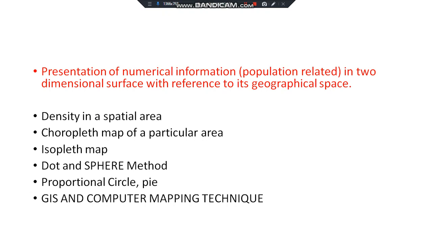Mainly population density, population sex composition, gender composition are plotted on the map. Normally the choropleth method, isopleth method, dot and sphere method, and the proportional circle, proportional square, proportional pie methods are very popular in the mapping techniques of population. Very recently, GIS-based computer mapping techniques, very sophisticated techniques, are being used by researchers, individuals, and groups of researchers.